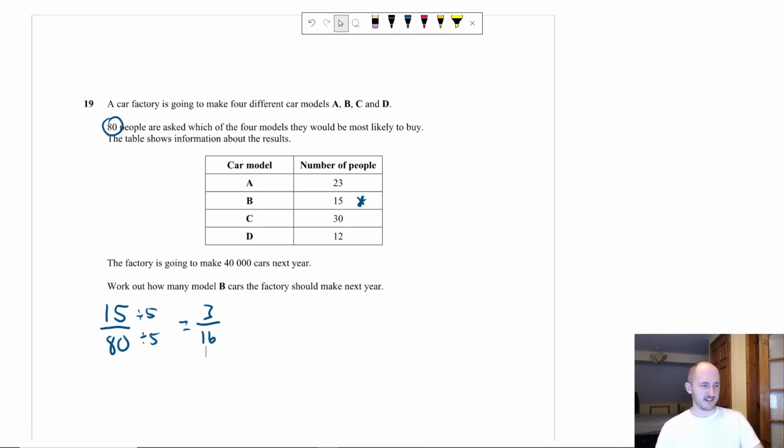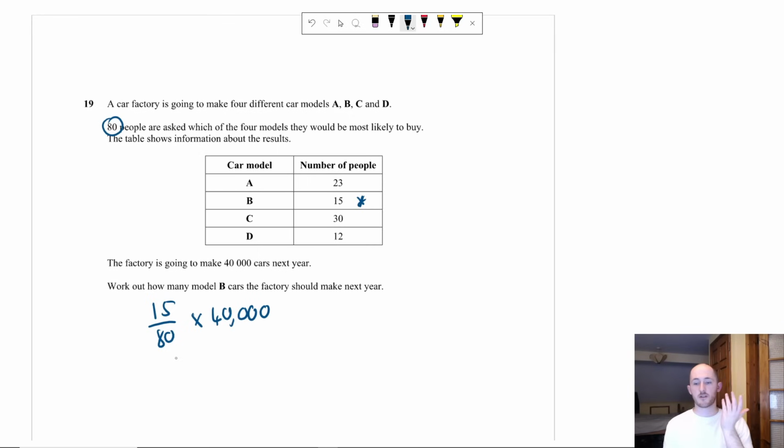Oh dear. Okay, that's fine. You know what? Bold move. I'm going to leave it as 15 over 80. Okay? And we times that by 40,000. So if you remember, to take fractions of an amount, we do 40,000 divided by 80.